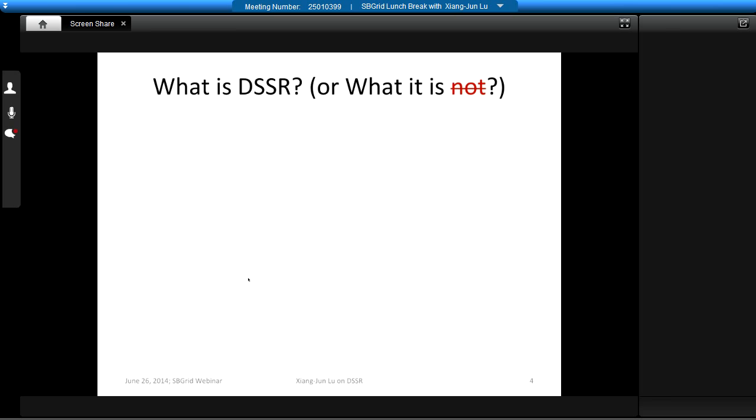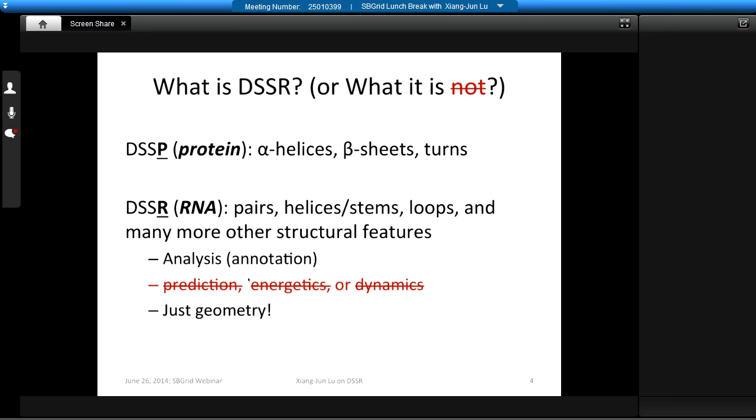So, what is DSSR? If you are familiar with DSSP for protein secondary structure analysis, you won't be far off in guessing what DSSR is about. For DSSP, you're starting from a protein three-dimensional structure, and then you derive the alpha helices, beta sheets, and various turns and loops. Similarly for DSSR, you're starting from the 3D coordinates of an RNA structure. Then you find the base pairs, not just Watson-Crick, but non-Watson-Crick, so-called non-canonical base pairs, and the helices, stems, various loops, and many other structure features that we see in the literature.